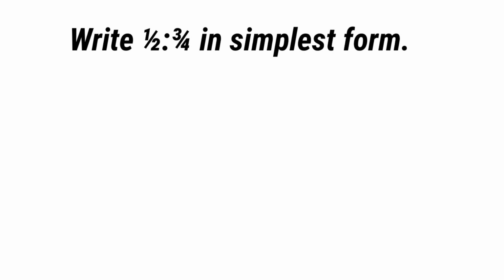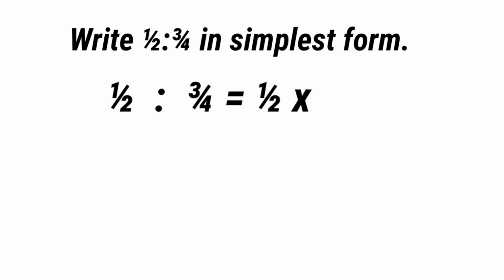Sometimes the ratio may be given in fractions. So we must write those fractions in the simplest form. That means 1 by 2 is to 3 by 4. We have to write it as 1 by 2 into the reciprocal of the second one, 4 by 3. So with 3 by 4, instead of division we have to multiply by the reciprocal. So that we can understand, both 2 and 4 can be cancelled with the help of 2.